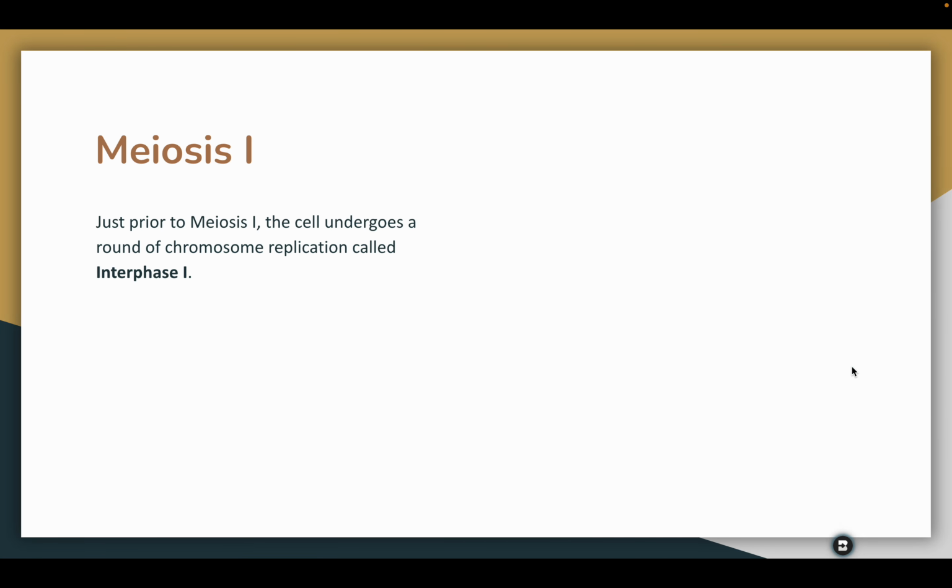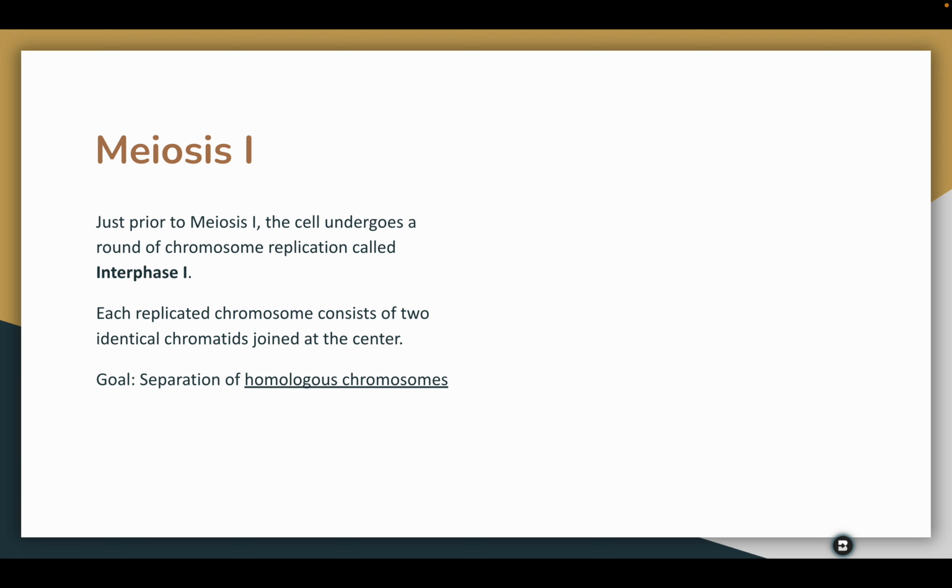So starting with meiosis 1. Just some background information before we kickstart this. Just prior to meiosis 1, the cell undergoes a round of chromosome replication called interphase 1. In other words, this is the exact same as what's going on in mitosis. We have interphase 1 before that body cell heads into prophase 1. Each replicated chromosome consists of 2 identical chromatids joined at the center. You already know that information.